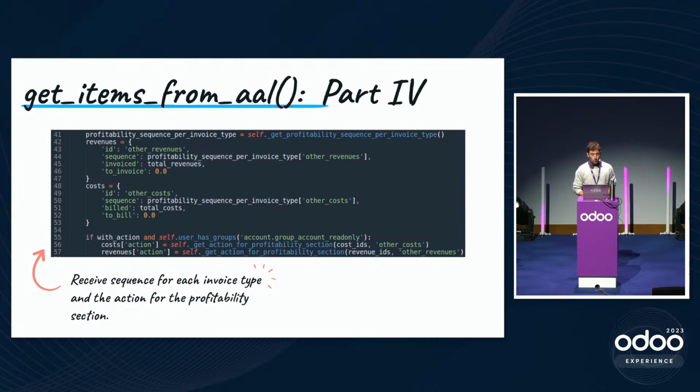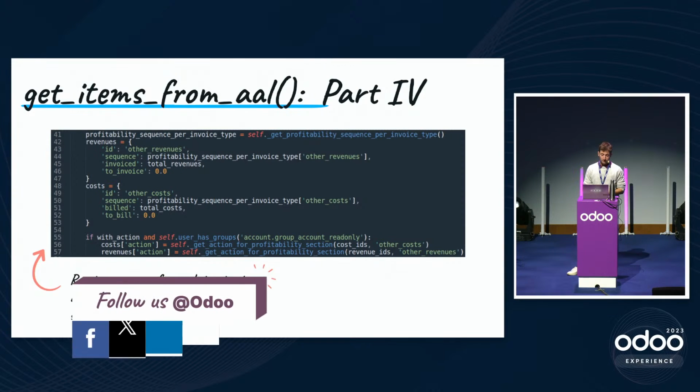Then what we do is we receive the sequence for each invoice type, basically the ordering of all the item types that should be in the profitability section. So we do that in line 41, in get profitability sequence per invoice type. And then we apply it on lines 42 and 48 by creating two new variables, the revenues and the costs.